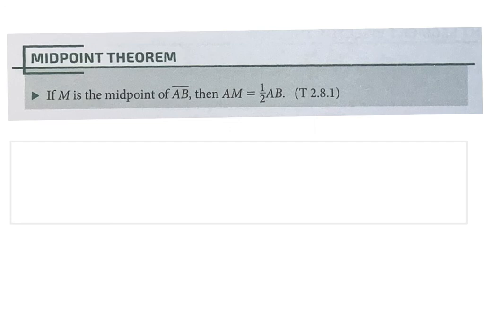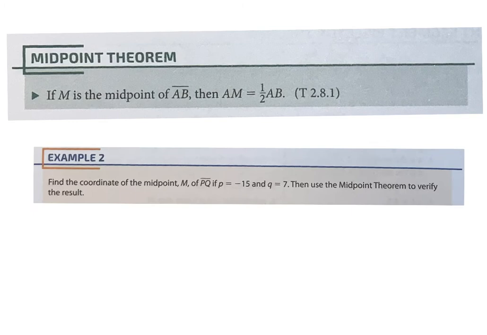They've thrown some algebra into it. Find the coordinate of the midpoint M if P is -15 and Q is 7, then use the midpoint theorem to verify. So they have told us that P is -15 and Q is 7. If they want to know the midpoint, we have to figure out how long the segment is so we know how far away it is from each side. So how do I find out how long it is? Well, I need to find out how far apart the endpoints are.